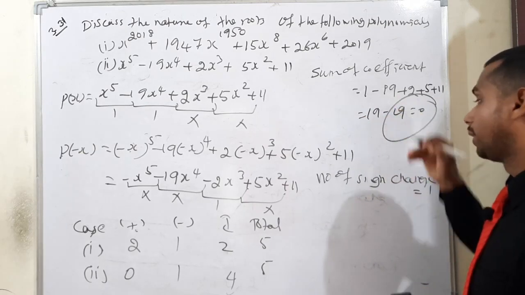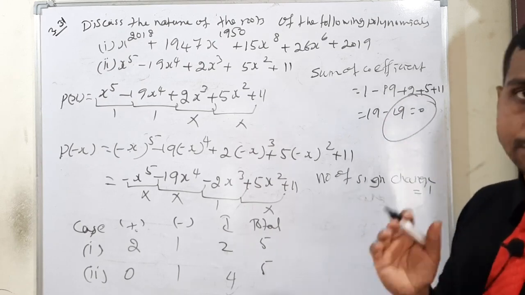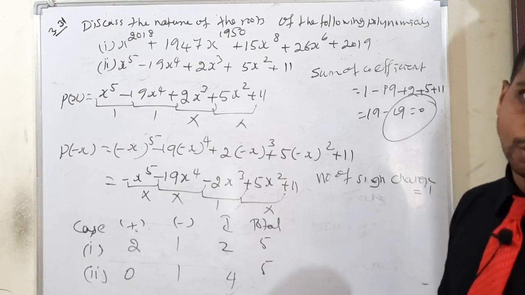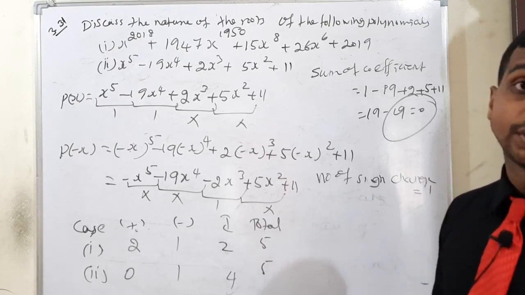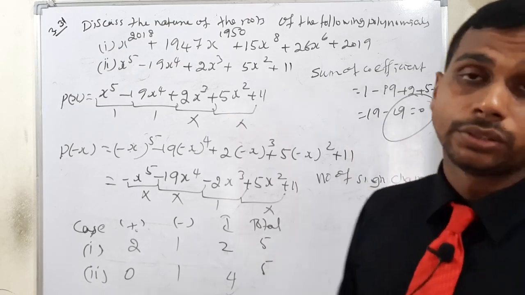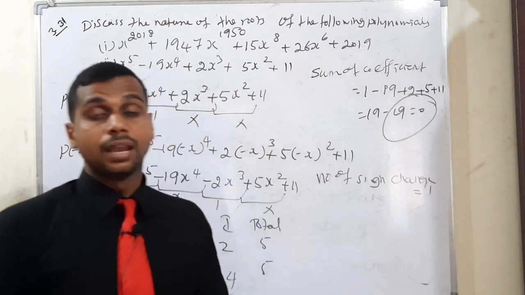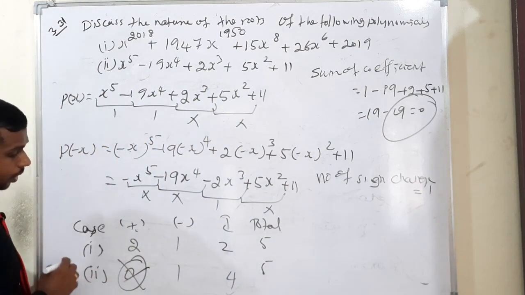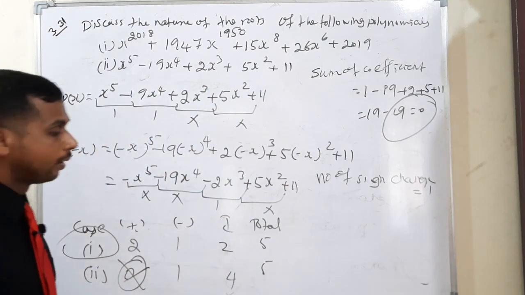See, if the sum of coefficients is equal to 0, we can be sure of one positive real root, because x equal to 1 is a root. Here the sum of coefficients is 0. So x equal to 1 means positive real roots are possible. In the second case there are no positive real roots. So definitely we can say case number 1.